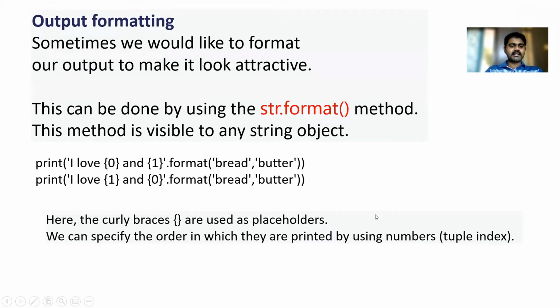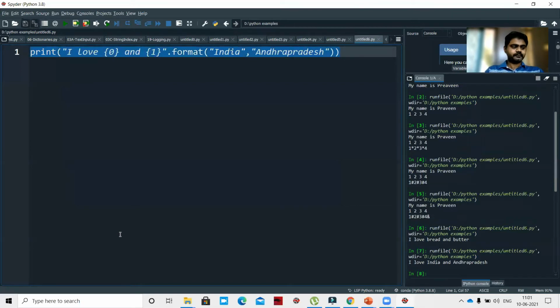So what are curly braces here? The curly braces are used as placeholders. That means we are placing something inside that. We can specify the order in which they are printed by using numbers. So let's see another example here.